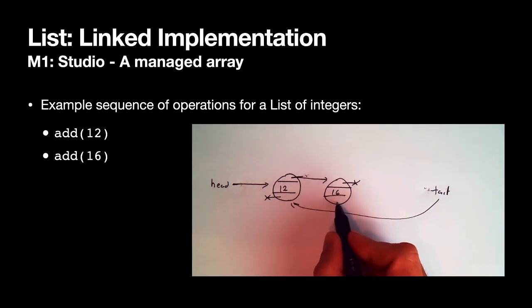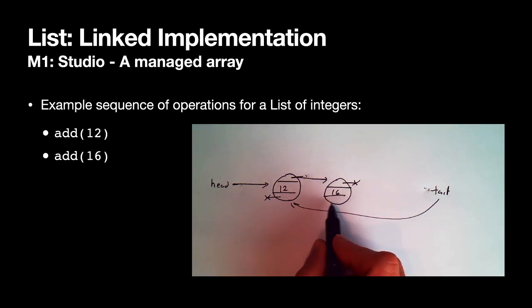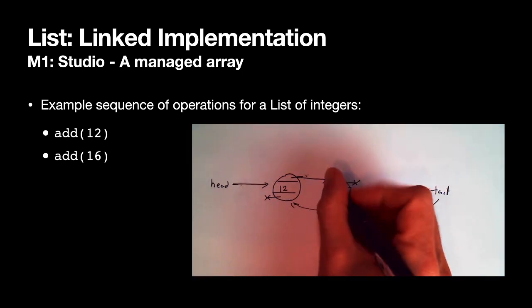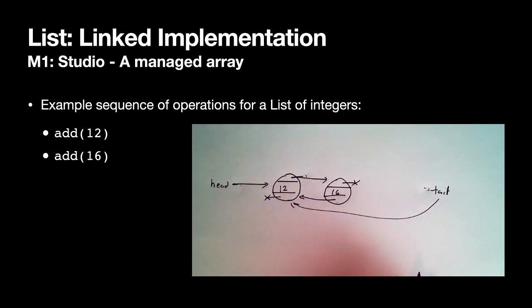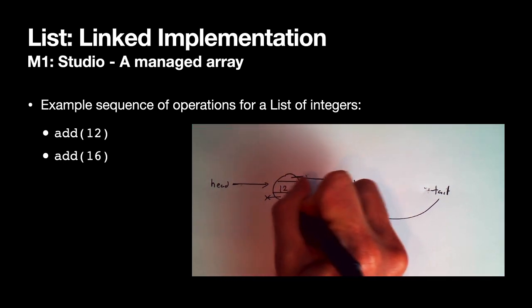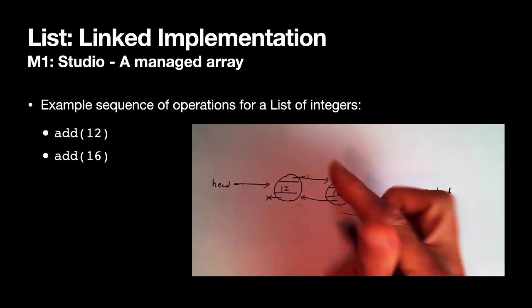We also know that wherever the tail points used to be the end of our list, and the 16's previous node will be what used to be the end of our list. So we'll take whatever our tail is currently referring to, the 12, and we'll make the 16 point to it as well. And finally, since we're doing an add, we're adding on to the end of our list, we'll have to update our tail to be this new thing that we've just appended on to the end of our list.